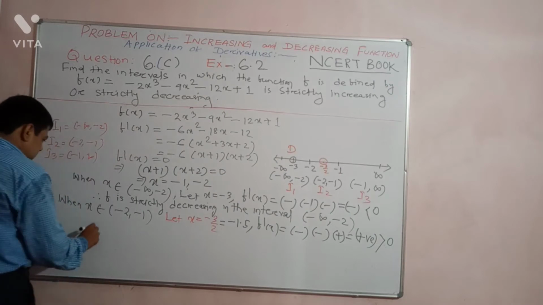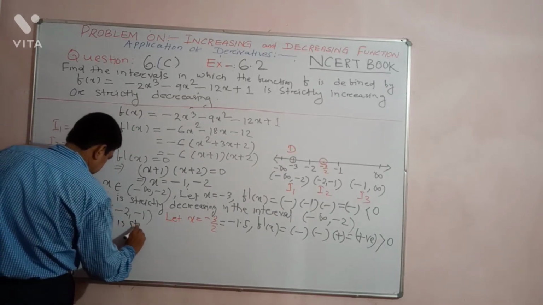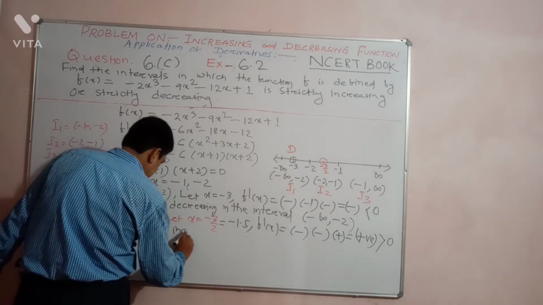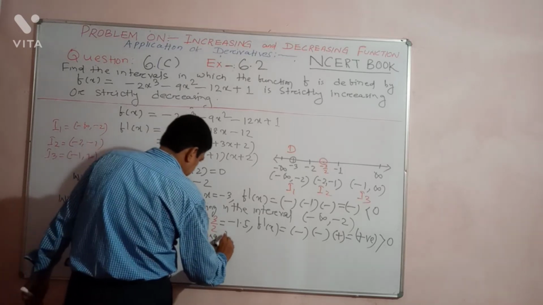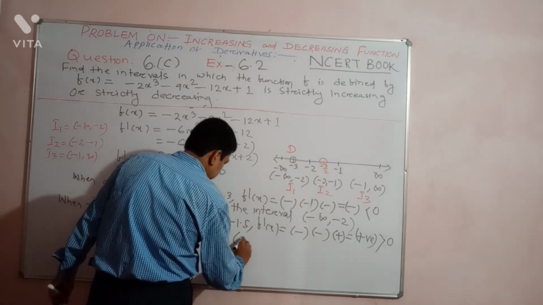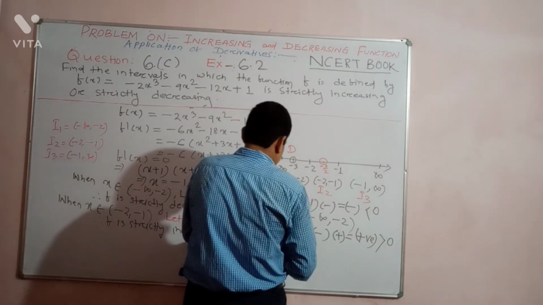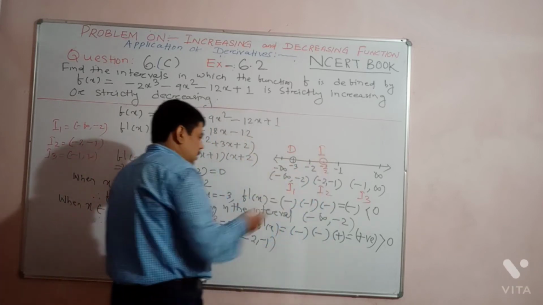Hence, f is strictly increasing in the interval minus 2 to minus 1. Is it clear? So in the second interval I2, the function is strictly increasing. Now let us take the third interval.